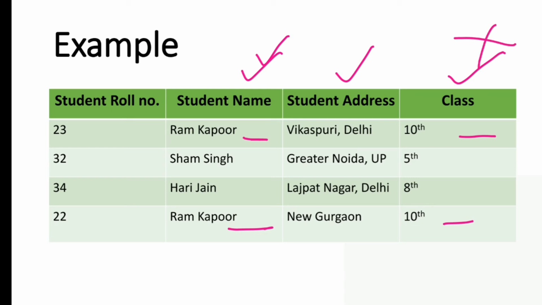Now, what about the student roll number and name? So as you know, student roll number itself can act as a super key as it can uniquely identify an entity on its own and doesn't require any subset to identify an entity uniquely. So this is an example of a candidate key.